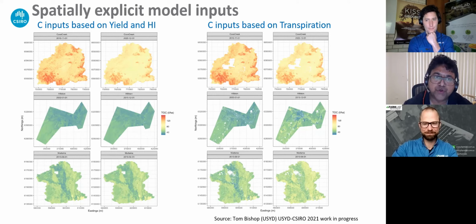To do this using yield and harvest index, we require the crop type and additional information, so running this across a large catchment is time consuming. But with a simple transpiration approach combining remote sensing data with the Rothamsted soil carbon model, we were able to get very similar results. The work is still in progress, and it's very promising. How are we going to combine these data streams with the process-based models?